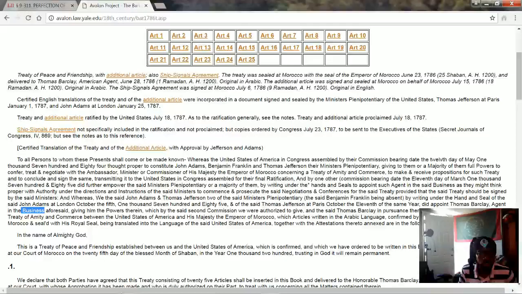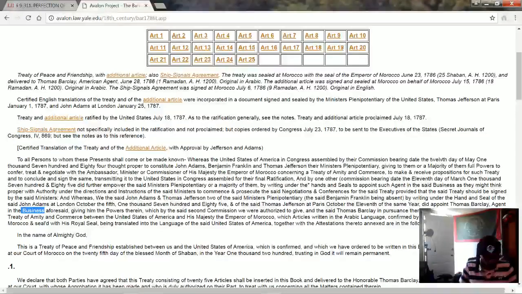Giving him the powers therein, which by the said second commission we were authorized to give, and the said Thomas Barclay, in pursuance thereof, hath arranged articles for a treaty of amity and commerce between the United States of America and His Majesty the Emperor of Morocco.